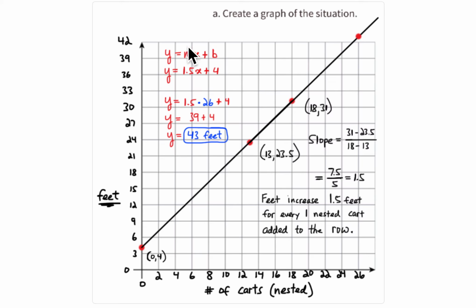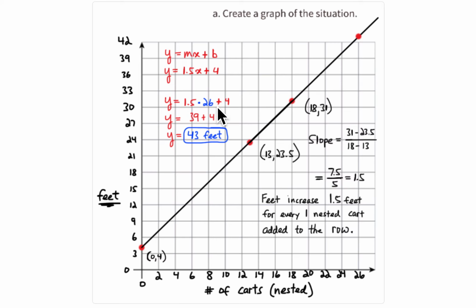I can also use the equation. We can write the equation to this line. We know all the parts. We know the slope is 1.5, and we know that the y-intercept, where it crosses the y-axis, is 4. And so now I can check to see if this answer of 26 is in fact exactly 43 feet.